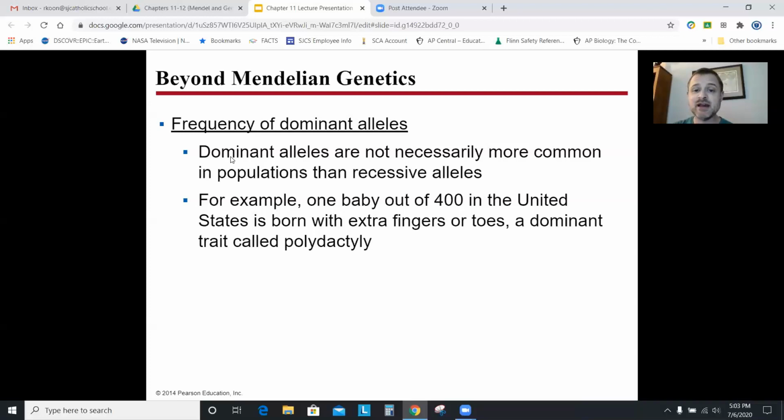Having five fingers or five toes on a hand is actually the recessive trait, but it's way more common than the dominant trait, so we see more of it in our population. So the idea that dominant is more common is not true.